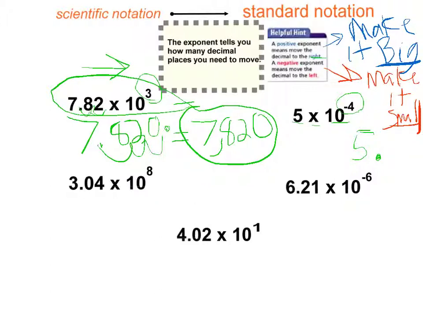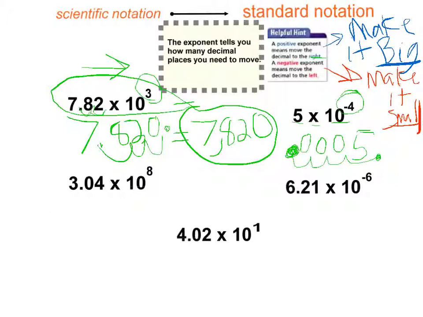So I need to make it smaller because it's negative. So I need to go to the left in this case. So I'm going to go smaller. 1, 2, 3, 4. So I'll put my decimal there, and my answer is 0.000. I'm filling in my holes. 0.005. And then it's very important.